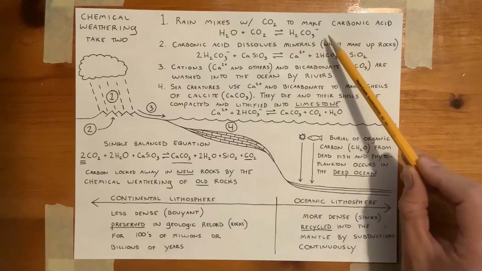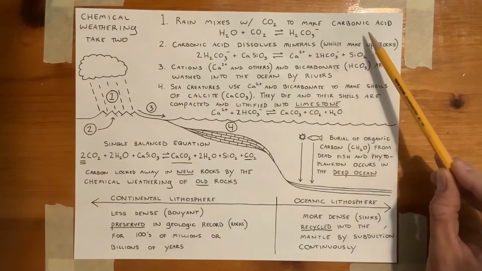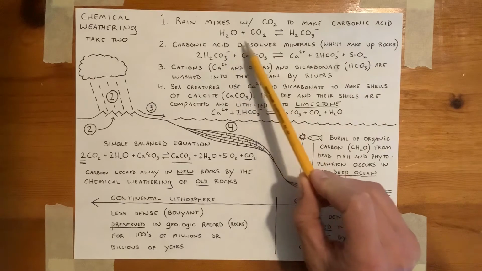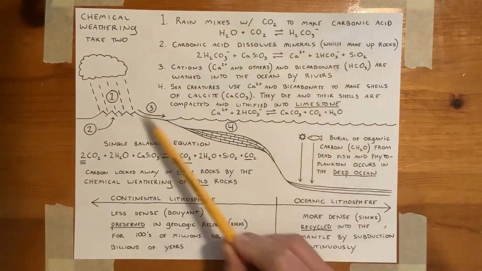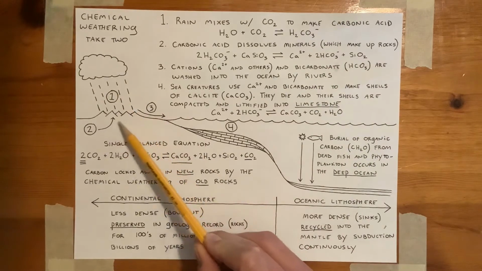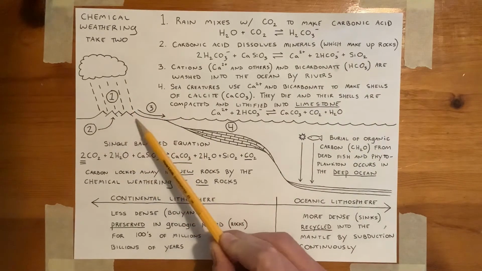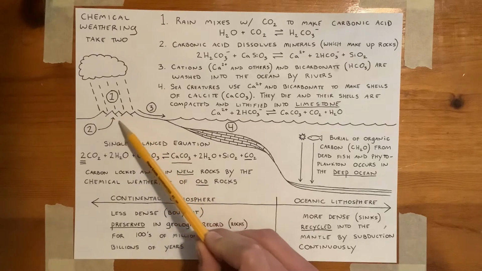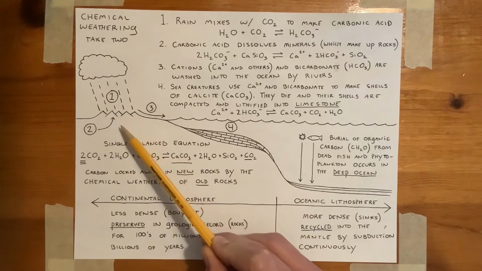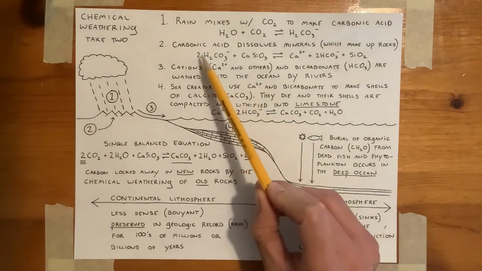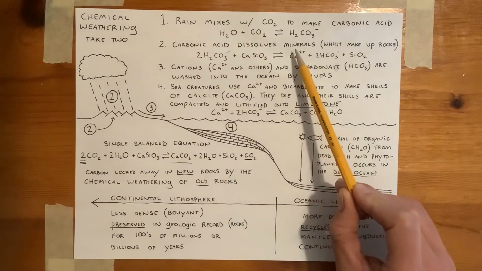That mixture makes carbonic acid. So H2O, rain, plus CO2 gas makes carbonic acid. That rain falls and lands on exposed rock. This is going to happen in mountains, where there's bare rock. That carbonic acid dissolves minerals.